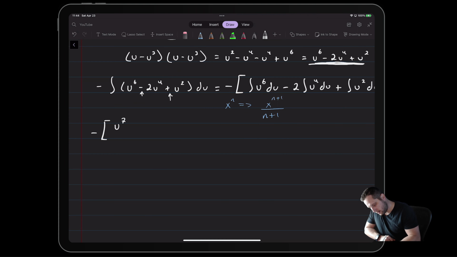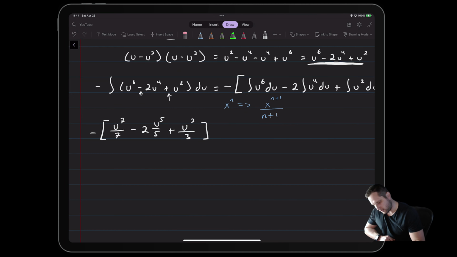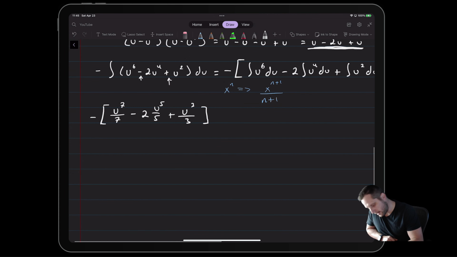That's going to be u to the seventh over 7 minus 2 times u to the 4 plus 1, so that's going to be u to the fifth over 5 plus u to the 2 plus 1, which is 3, all over 3. Okay, so then we can go ahead and distribute this negative right here in and flip these signs.